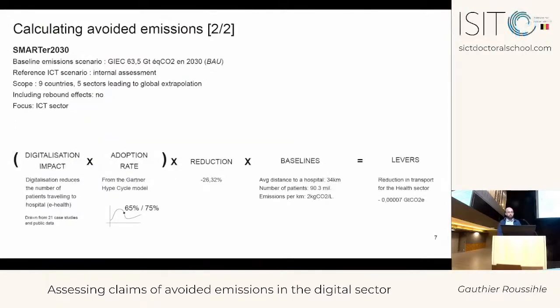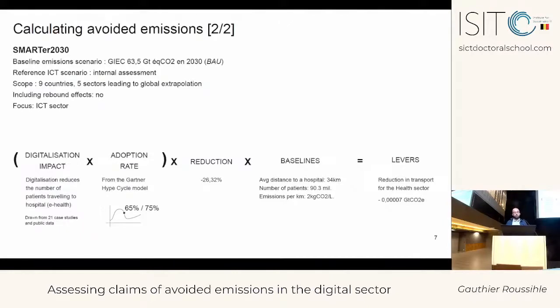If you look at Smarter 2030, same, they go for a business as usual emission scenario, which is not a very, very sad one because it's 63.3 gigatons by 2030. This means basically no reduction and just reaching for the plus 4 degrees at the end of the century. The ICT scenario is unknown. It's an internal assessment coming from Accenture. I have no idea how they calculate that. And they use nine countries. It's the same scope, the same countries that have been used in GSMA, except that GSMA had 6 countries added to that. And also looking at the same sectors.